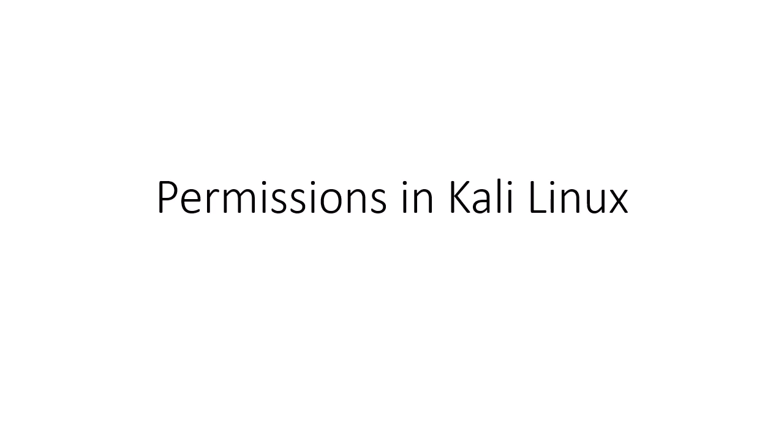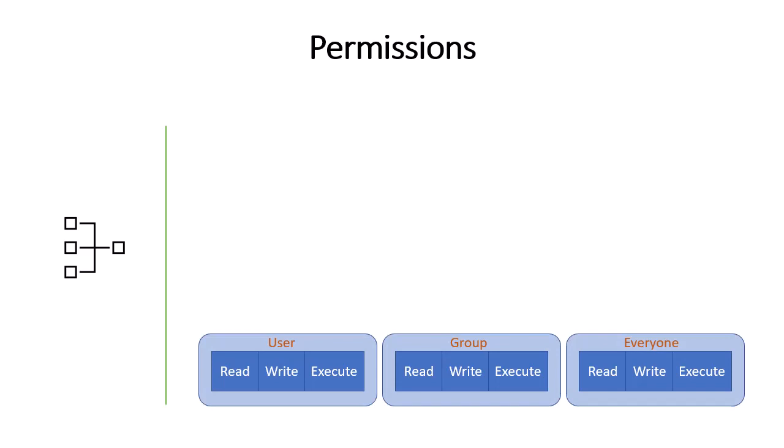Let's dive into the world of permissions in the Kali Linux terminal window. In Linux, permissions are associated with files and directories. They determine who can read, write, or execute them. There are three types of permissions: read, write, and execute. These permissions apply to three categories of users: owner, group, and others.